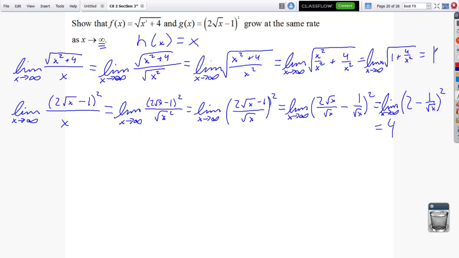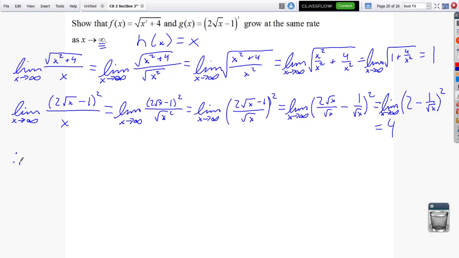Now, do note that these are different numbers. One's 1 and one's 4. It doesn't matter what number they are. As long as they're a number that is not 0, the functions grow at the same rate. So regardless that the ratio ends up being different numbers, we still say that they grow at the same rate.